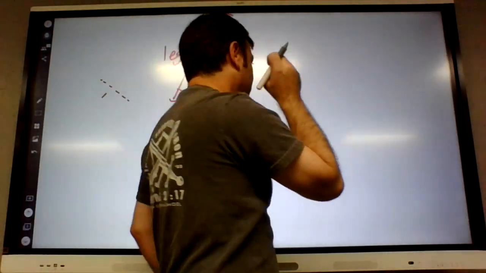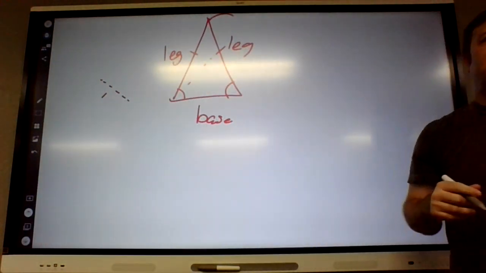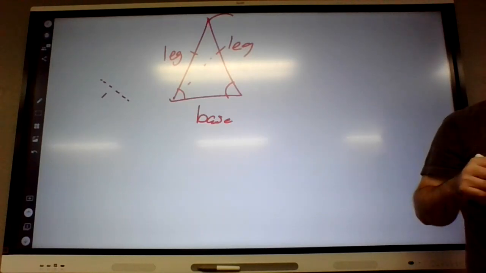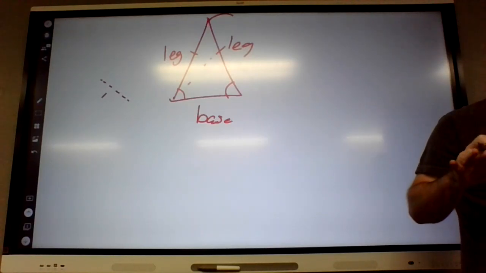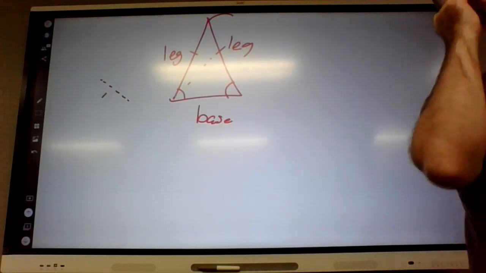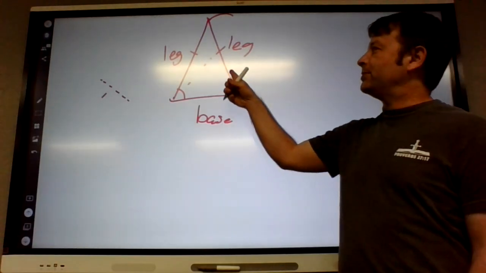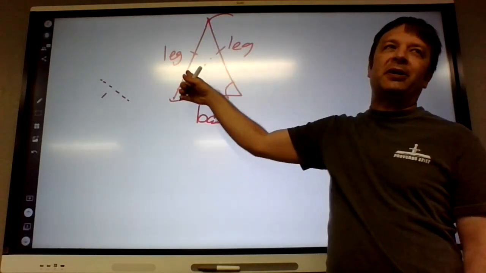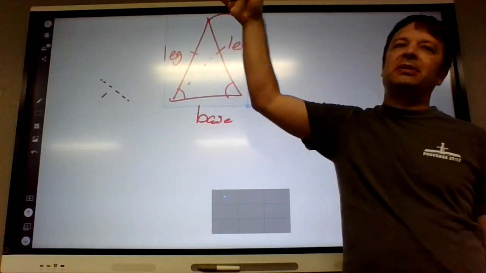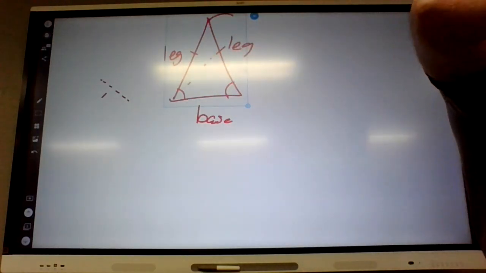Okay, and what's it called if there's no equal sides? Scalene. Okay, now what if all the angles are less than 90? What kind of triangle is that? Acute. All three angles are acute, the triangle is acute.